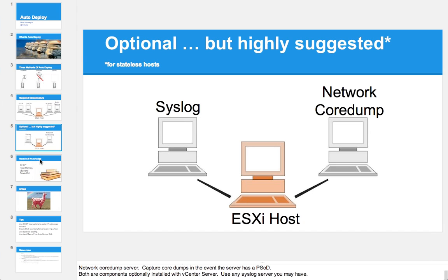Any other questions on the infrastructure side of things, all the other different pieces? Unfortunately, it's not just an auto deploy server. There are all these other ancillary components that really go along with it. But you should have most of these, like a DHCP server or syslog server, already. If not, I'll keep going.